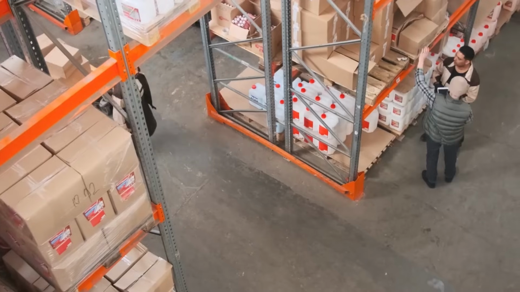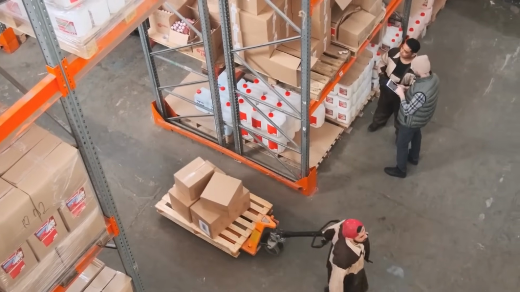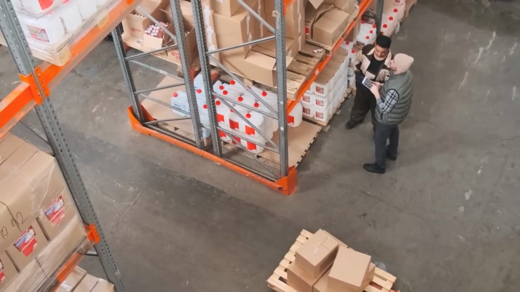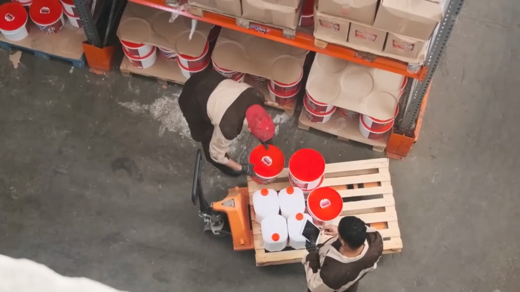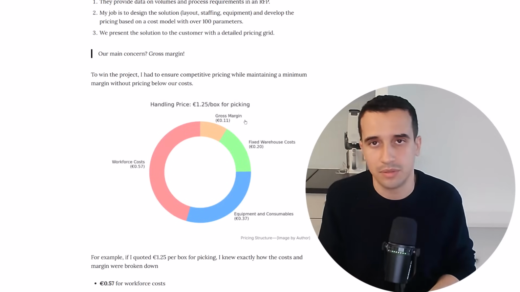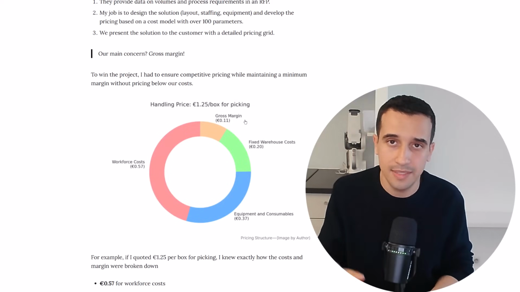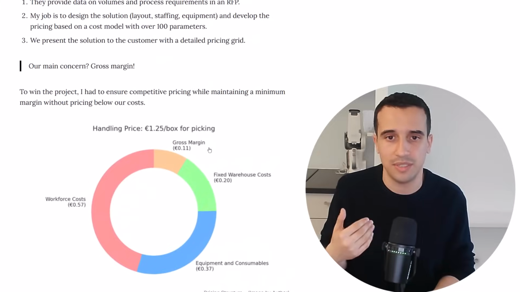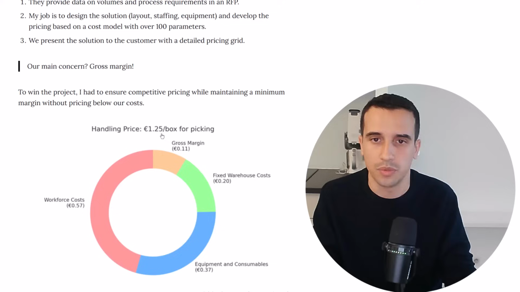So let's imagine that you have the warehouse. Every time a store is ordering a box, the order is received by the warehouse, and an operator goes in the different racks to take the boxes, put them on a pallet, and load that in a truck that will deliver pallets to the store. Usually, the service provider, so the logistics company, is invoicing by box. And this price is calculated by the solution designer. So for instance, in that case, you can see that we are invoicing 1.25 euros per box.